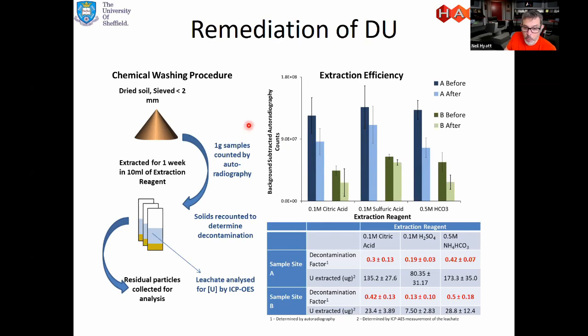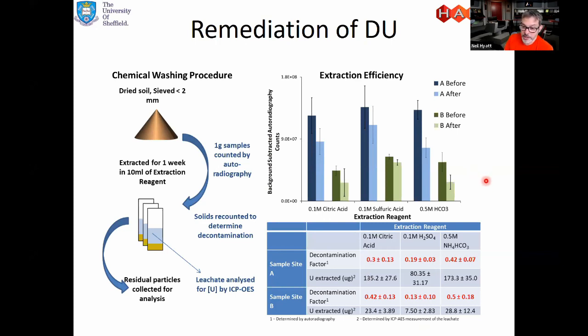What we did was take 1 gram aliquots of the soil, and these were extracted for 1 week at room temperature. The leachate was chemically analyzed by ICP-OES for uranium, and the particles were counted before and after each step by autoradiography. Using this simple approach, we were able to extract up to 50% of the depleted uranium inventory from the soils at both sites using ammonium bicarbonate extraction.